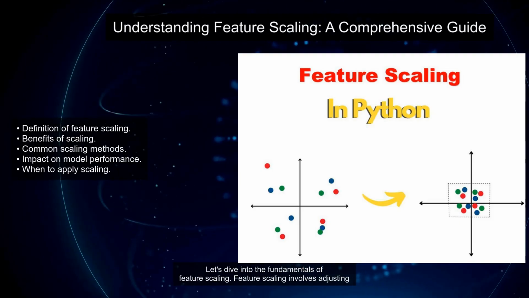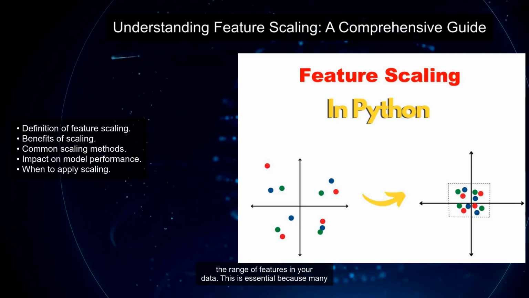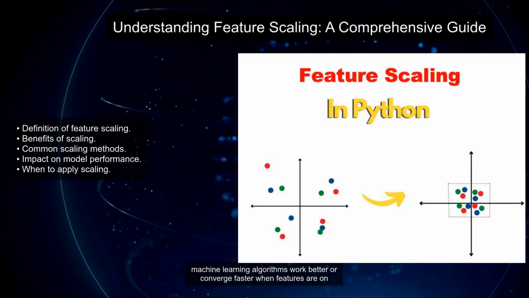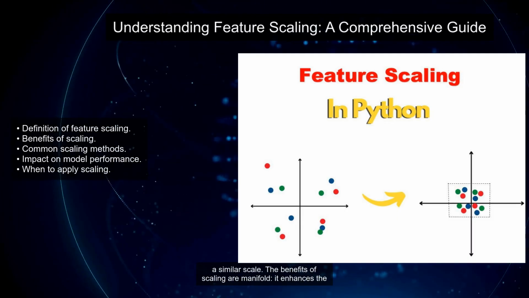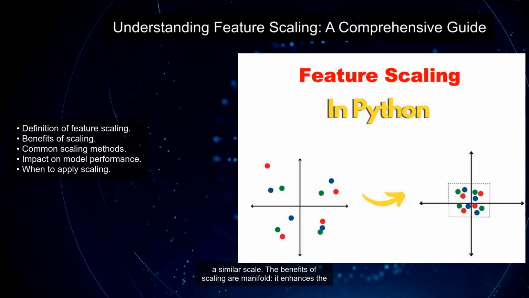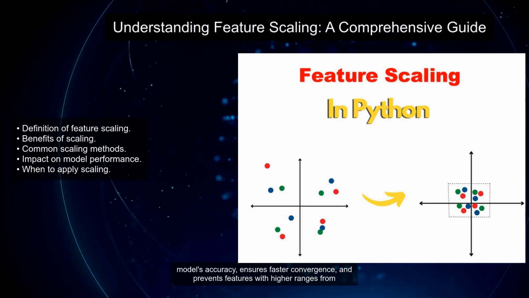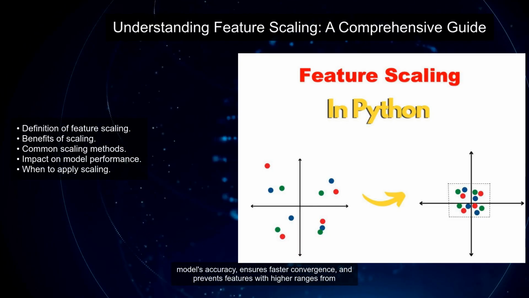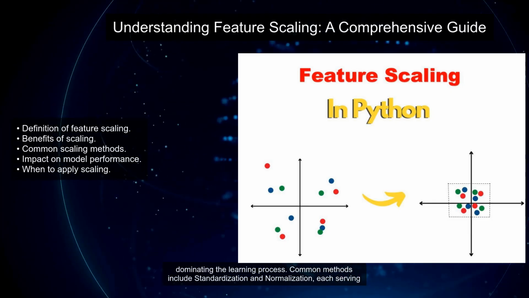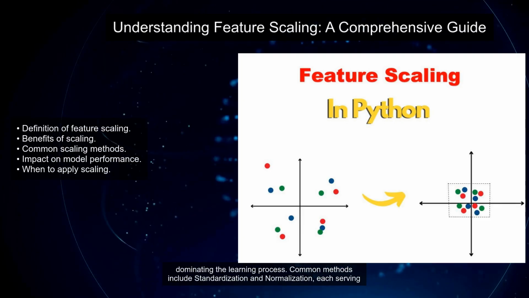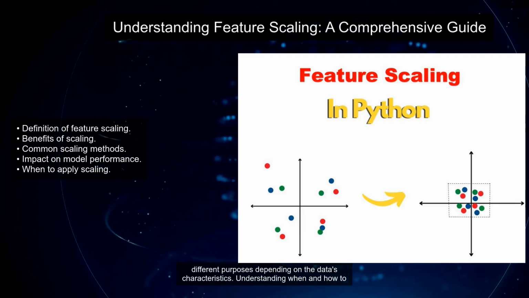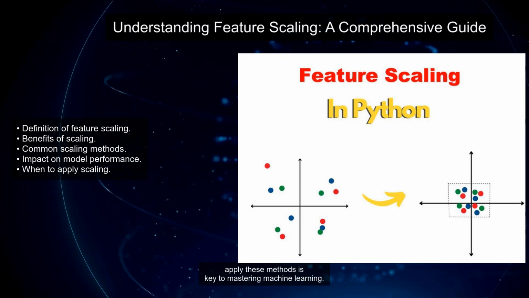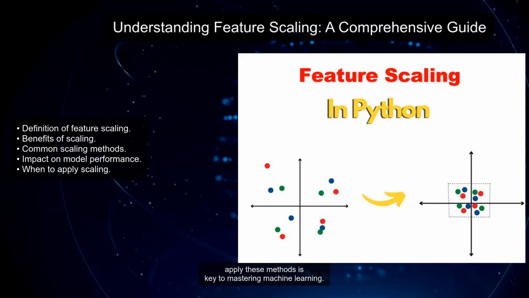Feature scaling involves adjusting the range of features in your data. This is essential because many machine learning algorithms work better or converge faster when features are on a similar scale. The benefits of scaling are manifold. It enhances the model's accuracy, ensures faster convergence, and prevents features with higher ranges from dominating the learning process. Common methods include standardization and normalization, each serving different purposes depending on the data's characteristics. Understanding when and how to apply these methods is key to mastering machine learning.